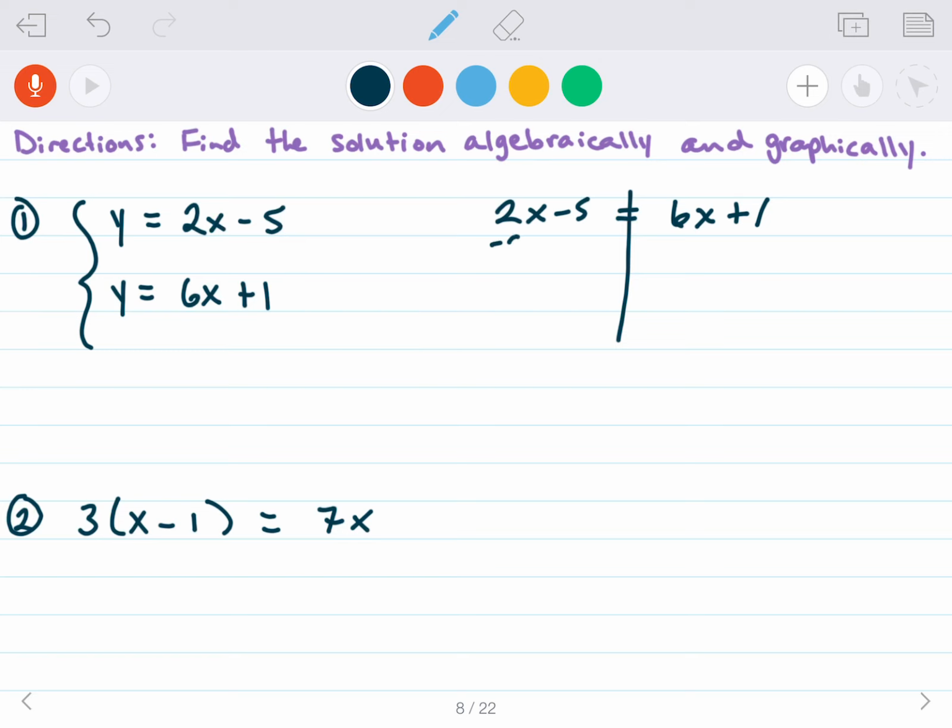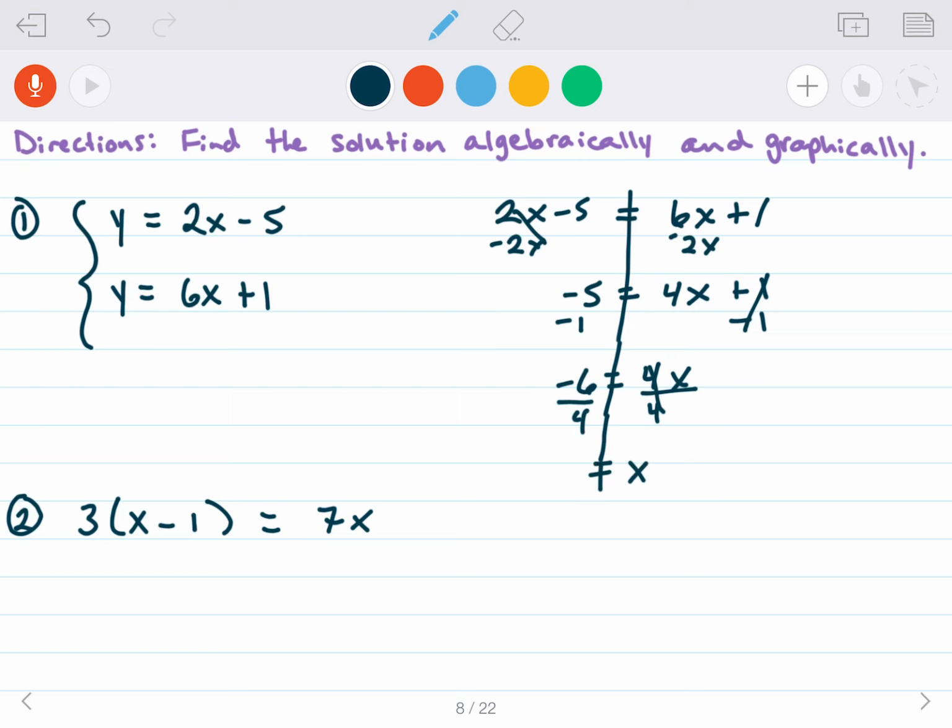So I can go ahead and subtract 2x on both sides. And when I do that on the left, I'm left with negative 5. On the right, when I do 6x minus 2x, I'm left with 4x, and then that plus 1. So from here, I can subtract 1 on both sides of the equation to give me negative 6 on the left equals 4x on the right. And finally, I can divide both sides by 4 to give me x is equal to negative 1.5 when I do 6 divided by 4 in the calculator. So that's how we can do that algebraically, and we looked at it graphically by just plugging these in and looking at Desmos.